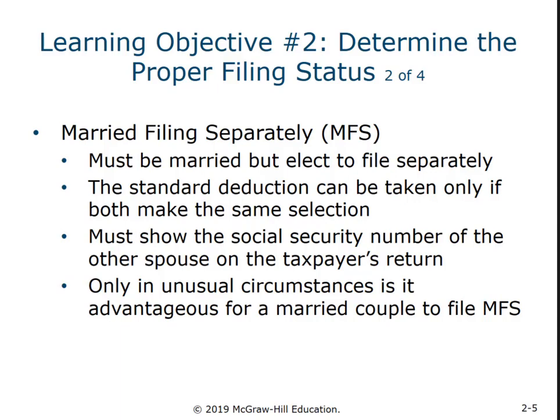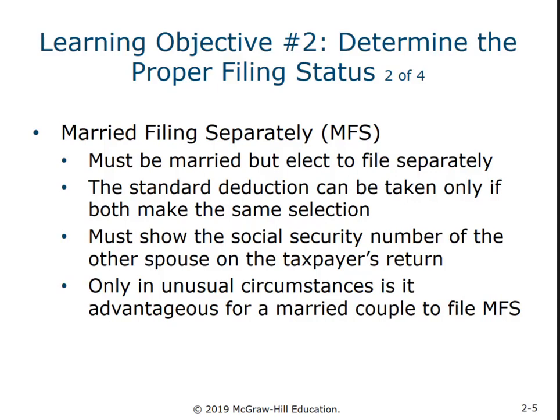All right, so there's some issues. Tax law generally does not like this status, and there's a lot of things built into the law to keep people from choosing this status. Like standard deduction, you only take it if they both make the same selection. So you can't both take the standard deduction. If one of them itemizes, the other has to itemize. You have to show the Social Security number of the other spouse. Usually it's going to result in more taxes. Once in a while it will save somebody in taxes.